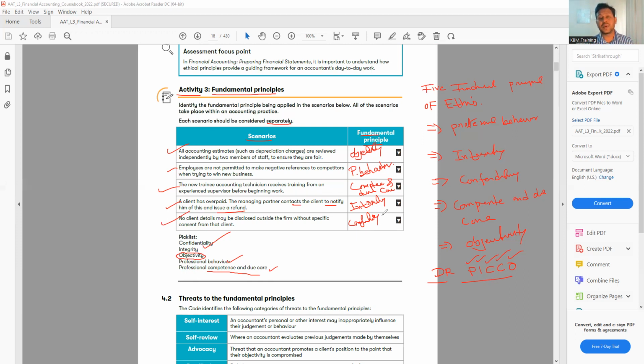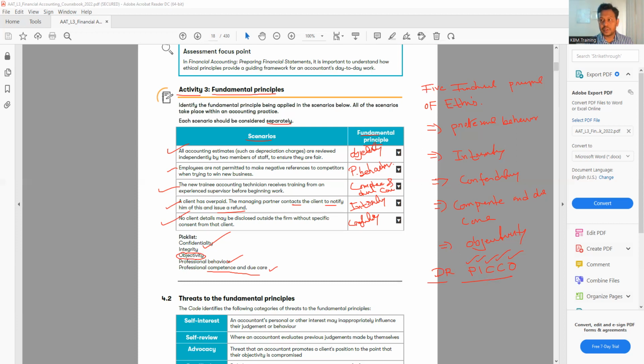We are only allowed to share confidential information outside of the organization without the client's permission when it is required by the authority, for example HMRC or the court, or if it is in the public interest, for example if the client is involved in money laundering, or damaging the environment, doing something bad. Only in that case. Otherwise, you are not allowed to share the client information with anyone.